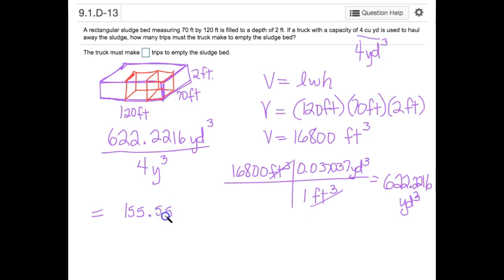155.55. I could keep going a couple more, but it really doesn't matter, because in order to haul all this away, if you think in terms of trips, he's not going to make half a trip. So this part of that number doesn't really make sense for this type of problem. We need to round it up to the whole number of trips that the truck would have to make. So 156 trips to haul all the sludge away.